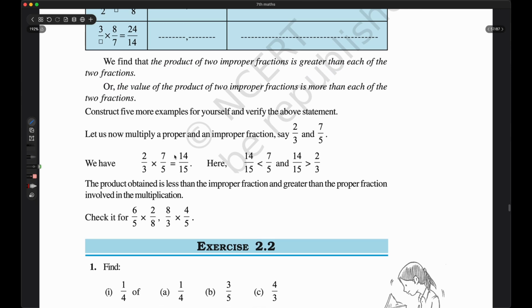And for a proper and an improper fraction, the product, 14 divided by 5, is smaller than the improper fraction 7 divided by 5, and 14 divided by 5, that is the product, is greater than the proper fraction 2 divided by 3.